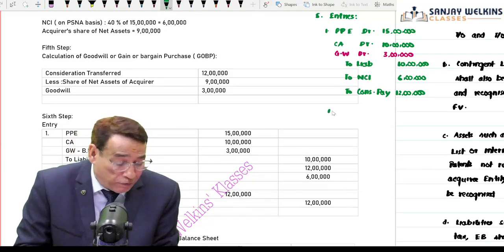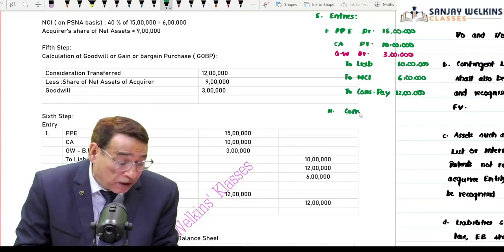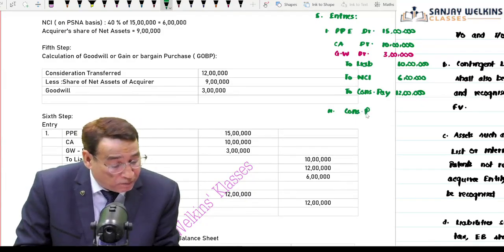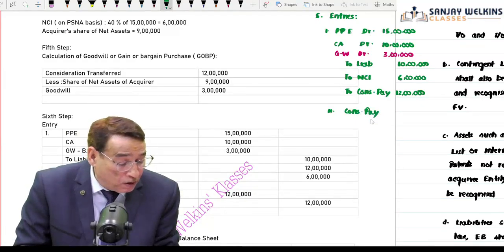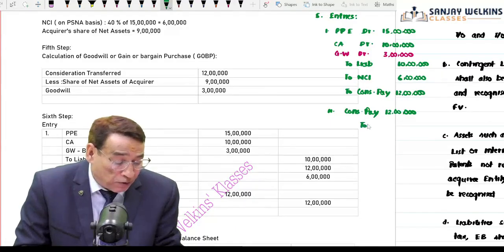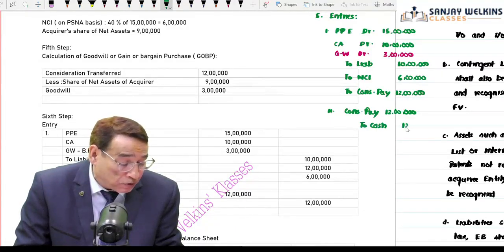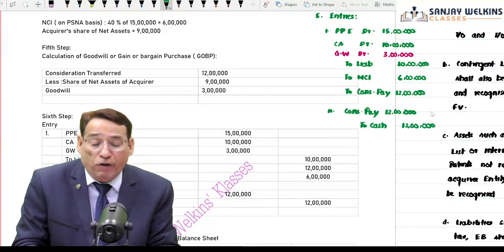Another entry will be for payment of consideration. Now, you will write here consideration payable account. Consideration payable account. Now, consideration payable is 12 lakh. So, you will write here 12 lakh. To cash account, you have made the payment by way of cash. So, you are going to write here 12 lakh. So, this is what you are supposed to do.